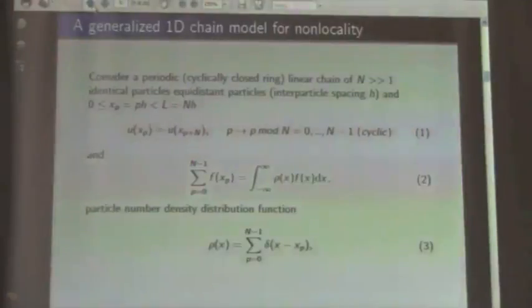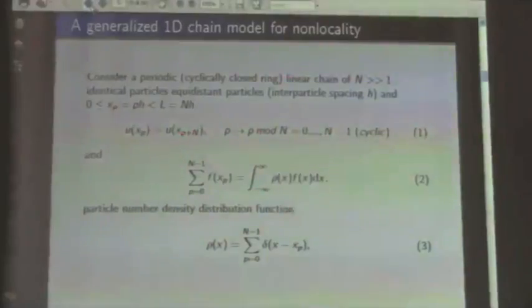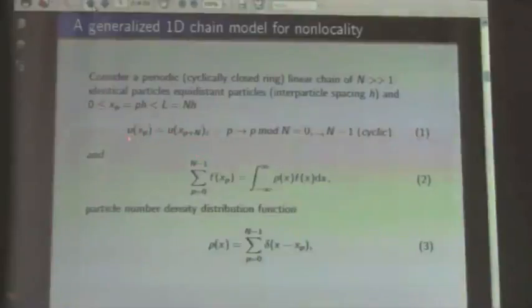We have a periodic, a cyclically closed chain, which you can imagine as a ring chain, where the nth particle is the first particle. So we have n degrees of freedom. P are the lattice points, and when we jump to n neighbors further, we make just one round in the ring, and we are in the same particle.